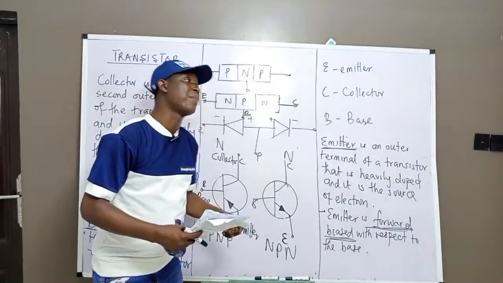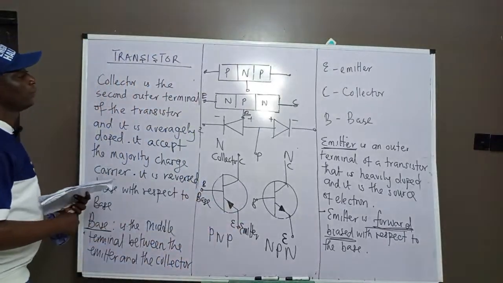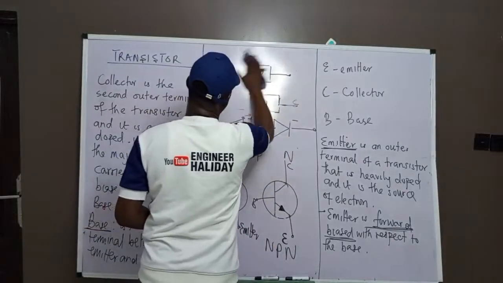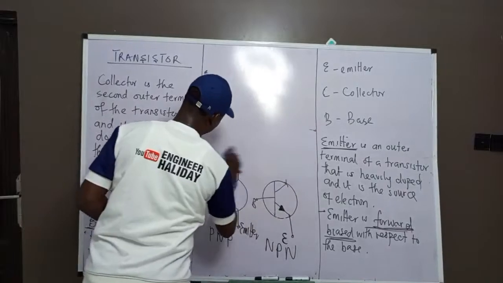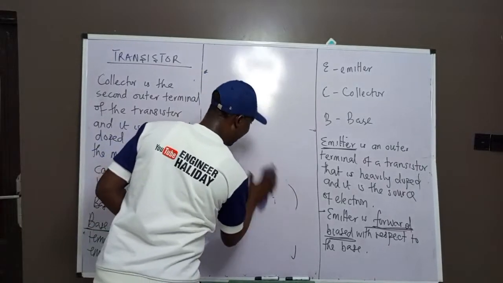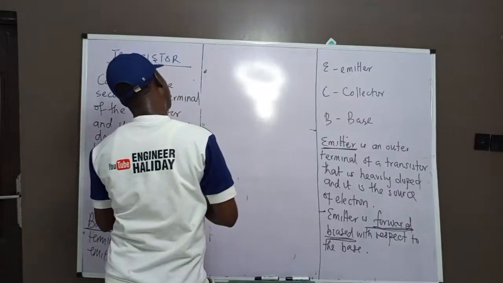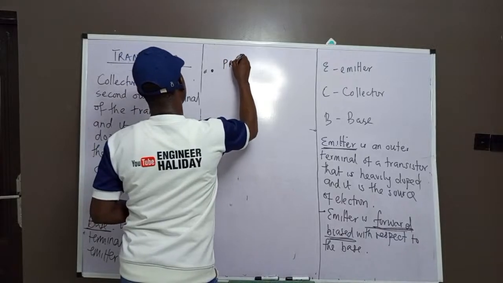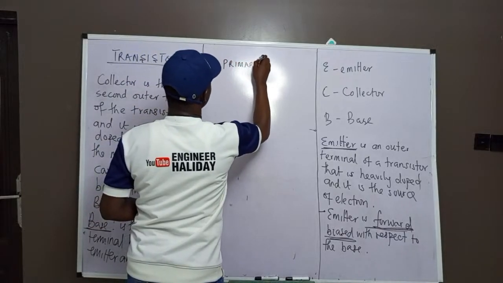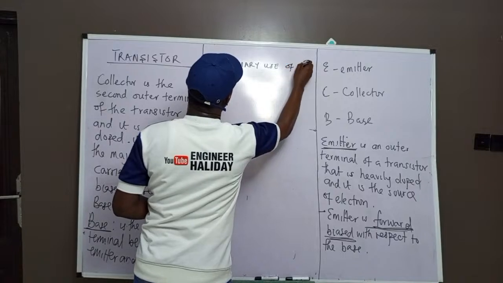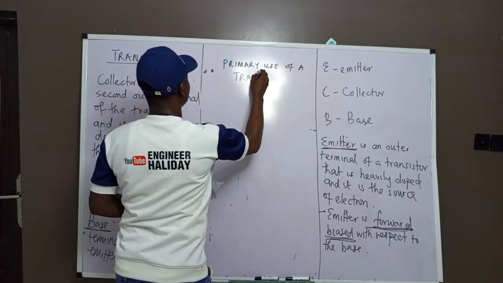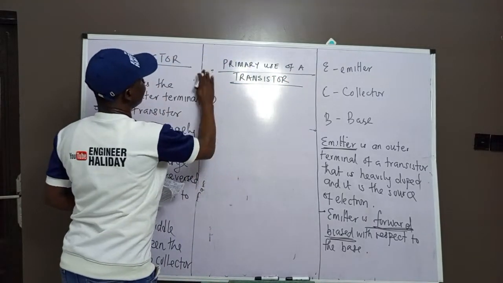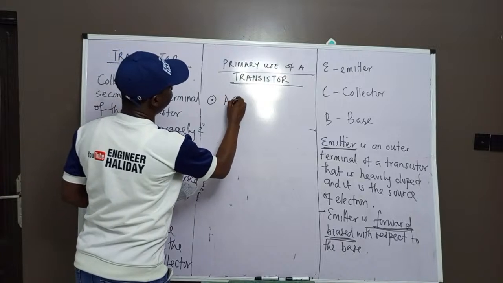Now, what are the primary functions of a transistor? What is it used for primarily? Number one, it is used for amplification.